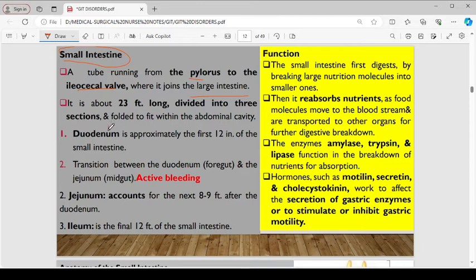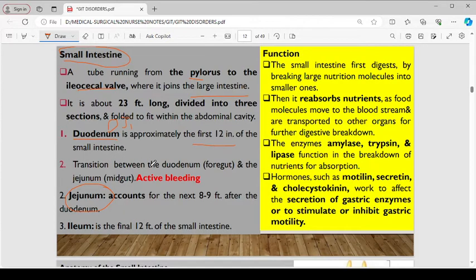We normally talk of DJI. So the first one is the duodenum. It's approximately the first 12 feet of the small intestine. Then next we have the jejunum, and the jejunum accounts for about 8 to 9 feet after the duodenum.